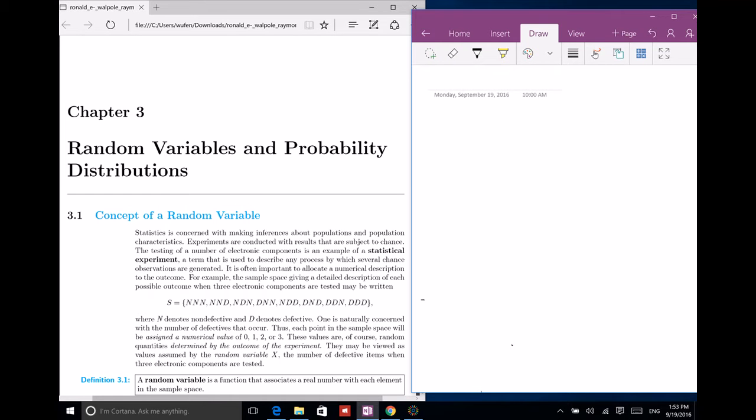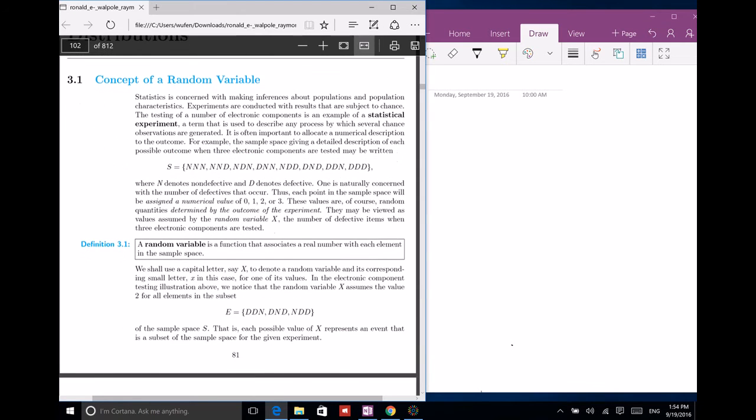Hello everyone, in this video I would like to introduce chapter 3, random variables and probability distributions. So first let's look at 3.1, the concept of a random variable. A random variable is a function that associates a real number with each element in the sample space.